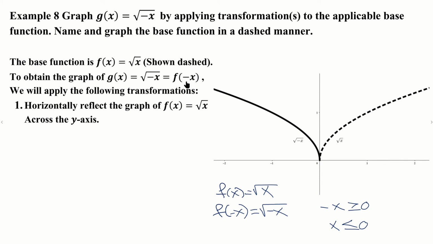So we basically have to take the graph of square root of x shown here in dashed format and reflect it across the y-axis, okay? And there we go. This is a horizontal reflection, right? The ones we had seen until now were vertical reflections. When the input is what changes from positive to negative, that's when you do a horizontal reflection.